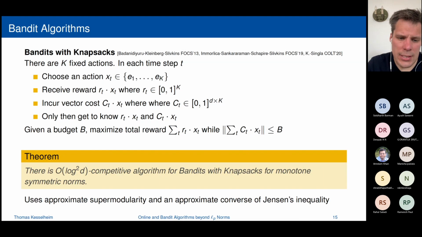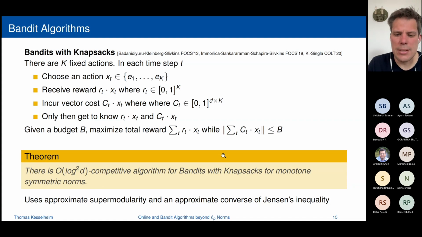Via our techniques, combining it with techniques Sahil and I developed in a paper which we published in COLT 2020, using exactly this approximate supermodularity, and also an approximate converse of Jensen's inequality, which also follows from gradient stability, we can show that there's an O(log² d) competitive algorithm for this problem for all monotone symmetric norms. So here your norm actually shows up in the constraints. Here this notion of competitive ratio is asymptotic. You assume your time horizon to be large, because you also have some additive regret terms, which you cannot avoid in this problem.